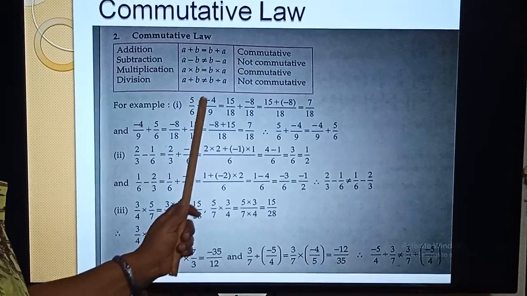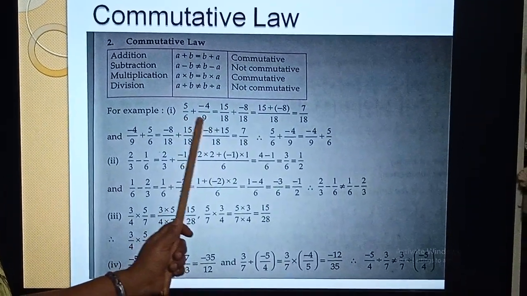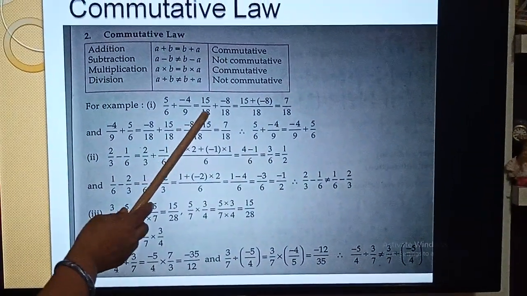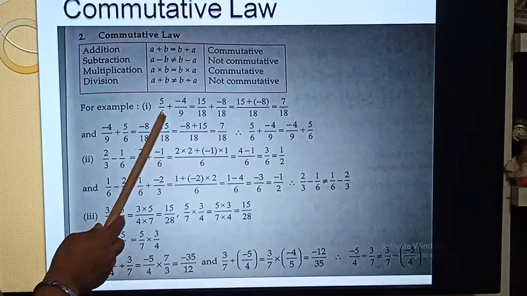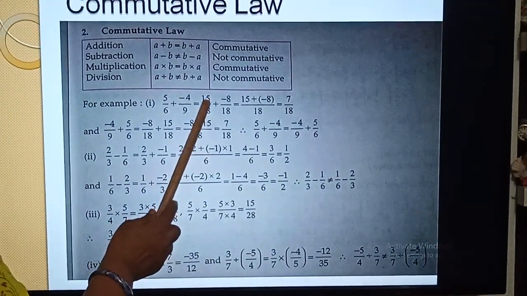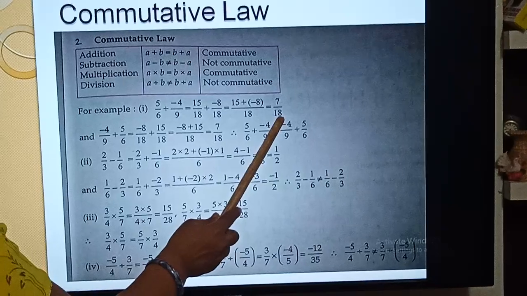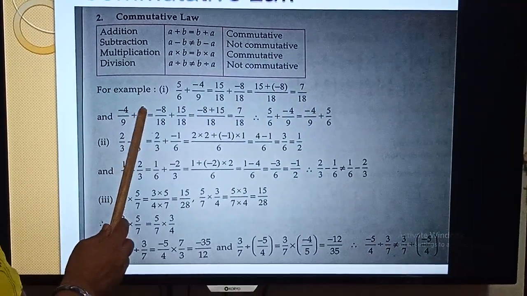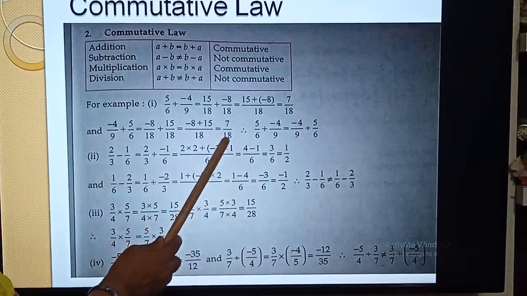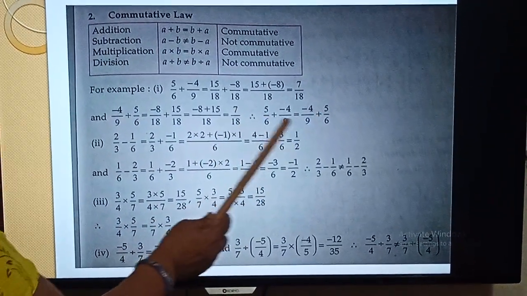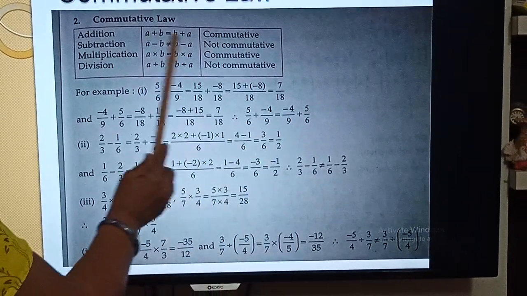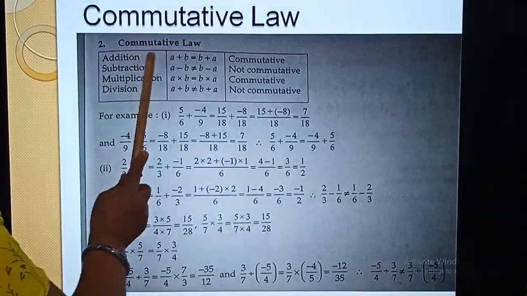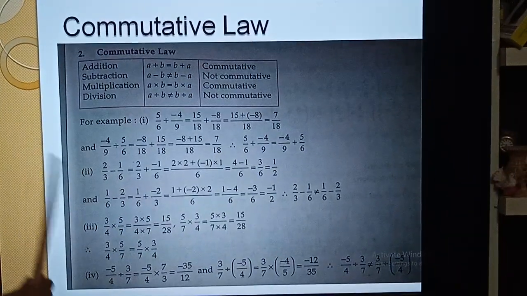Here, 5 by 6 plus minus 4 by 9. This is the sum of these two, and here addition is done. Then LCM is 18, then minus 15, then 7 by 18. And minus 4 by 9 plus 5 by 6 is also 7 by 18. So these two are equal. Hence, the commutative law is satisfied by addition of rational numbers.